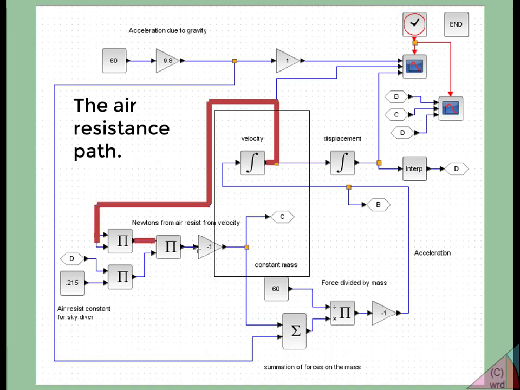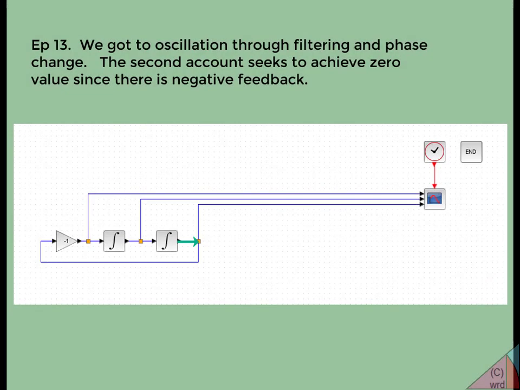We took velocity, the output of the first account, made air resistance out of it, then sent this new force to the front of the chain to modify overall force. Air resistance took energy away from the falling skydiver or the kicked soccer ball and got it out of the model as heat. In episode 13 we saw that two accounts and an inverted feedback path would oscillate. We will see that we have this path in our car suspension model.